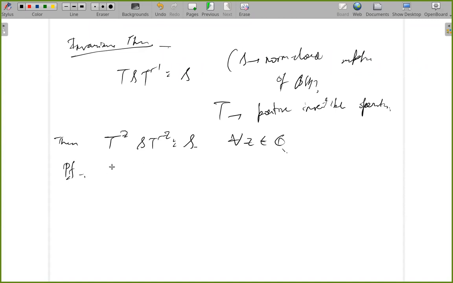So the proof goes as follows. Look at this set B. So there's a lot of B's here. The set of elements of B of H leaving S invariant.